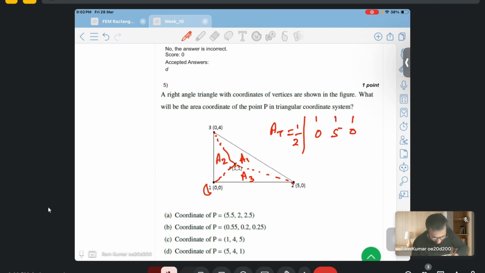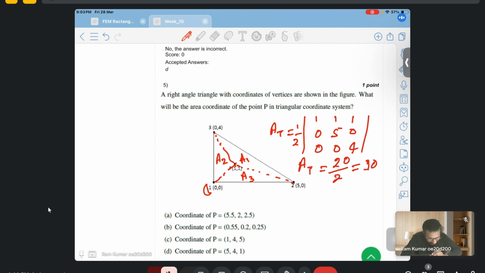Then 0 0 4. So this will be 9 by 2. So ultimately in this case we will get 20 by 10 2. Yes, this will be our total area.